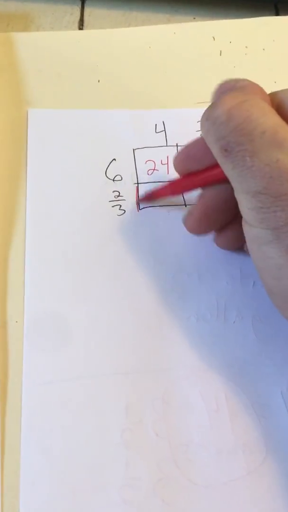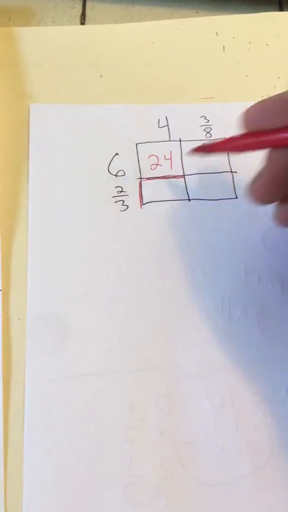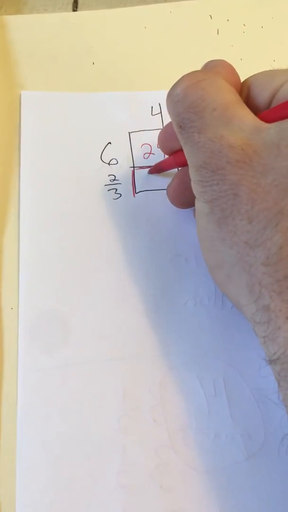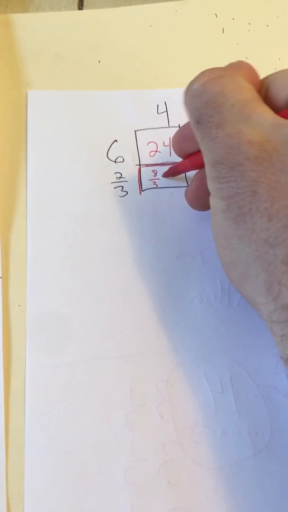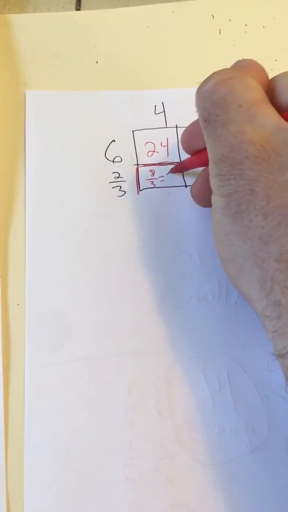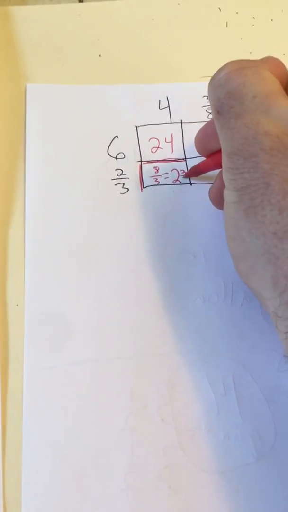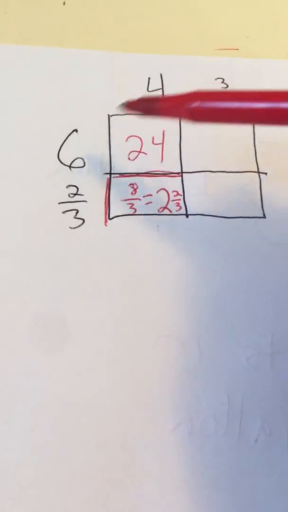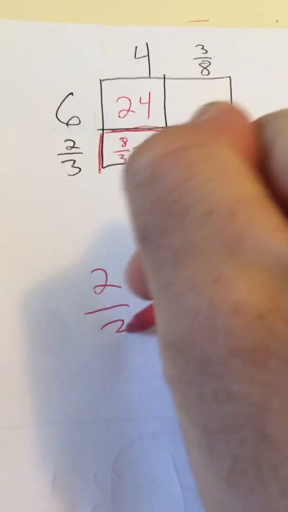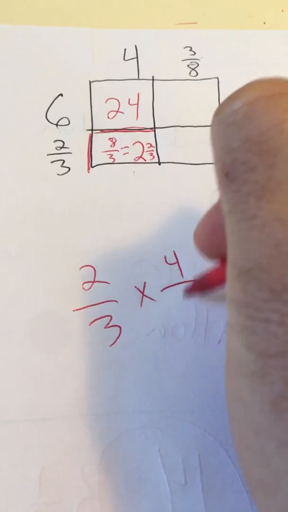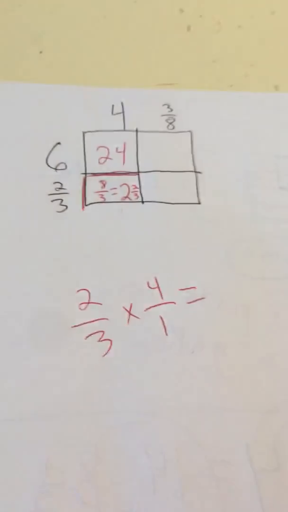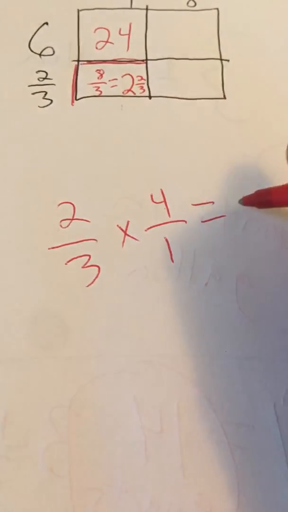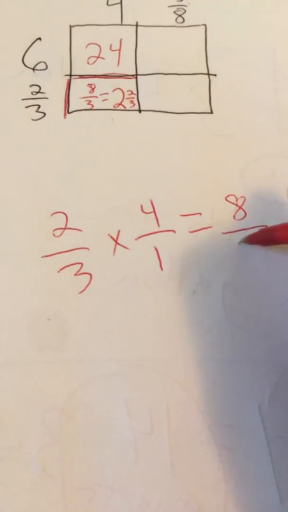Then you're going to do 2/3 times 4. 2/3 times 4 would be 8/3. 8 divided by 3 is 2 and 2/3. Okay, so all we did was 2/3 times 4. You can write 4 as a whole number with the denominator of 1 as a fraction. 2 times 4 is 8. 3 times 1 is 3.